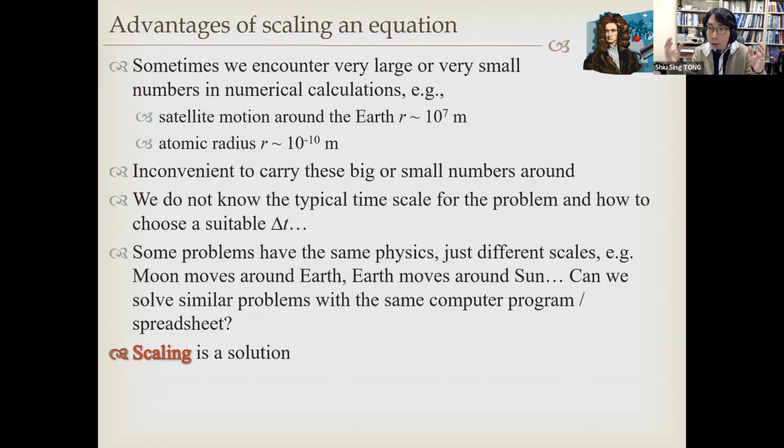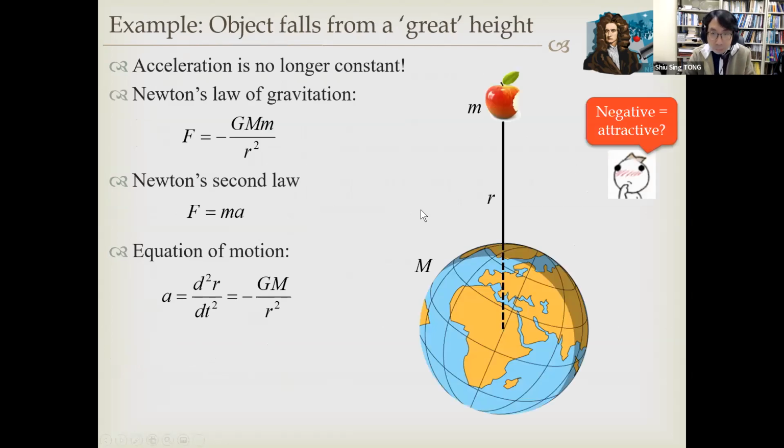Okay, so it may be useful for us to devise a computer scheme which enables us to solve all of these problems at once. And when we apply a different scale to each individual problem, we will come up with a solution. That would be nice. So here we introduce the scaling method.